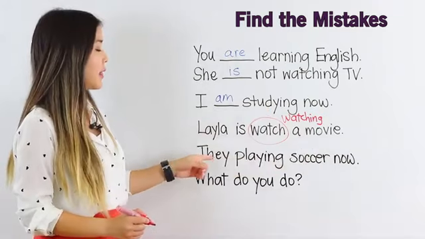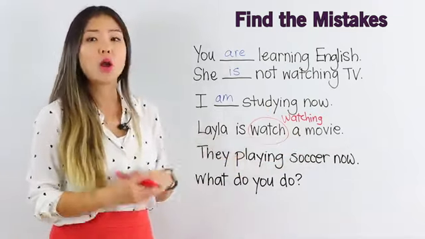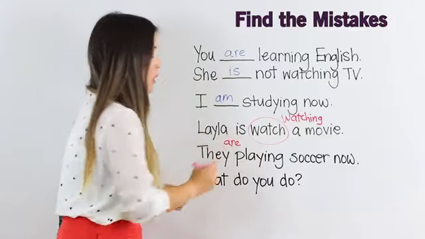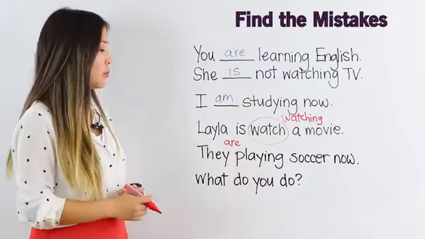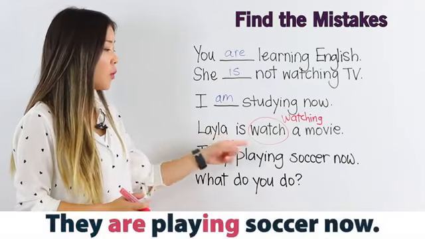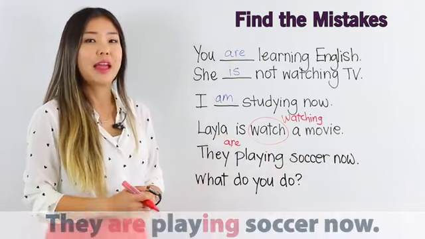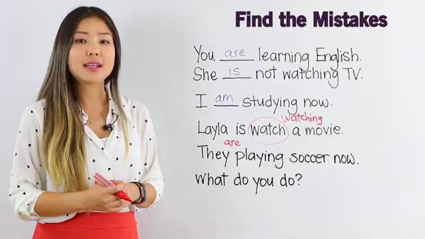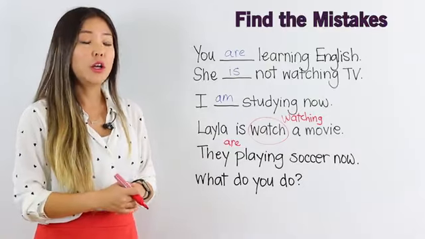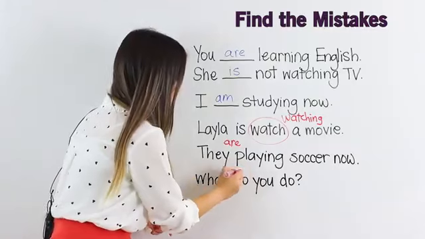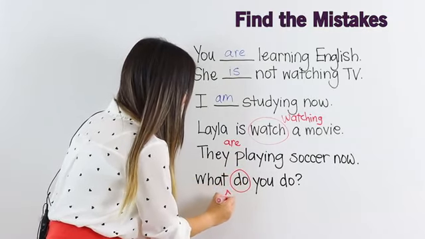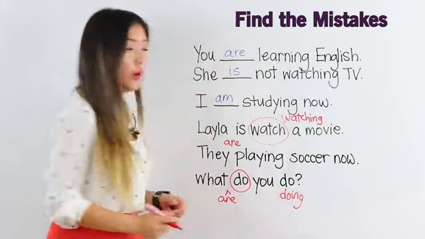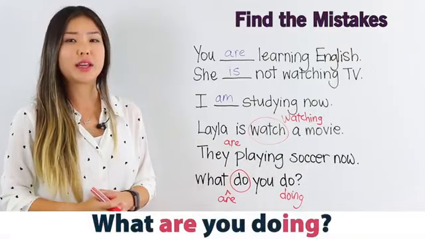The next sentence says they playing soccer now. What's missing? If you got it, the correct answer is we need the be verb are because the subject is they. They are playing soccer now. And finally, what do you do? If you want to ask somebody what they're doing right now, you say what, and the be verb are you doing. What are you doing?